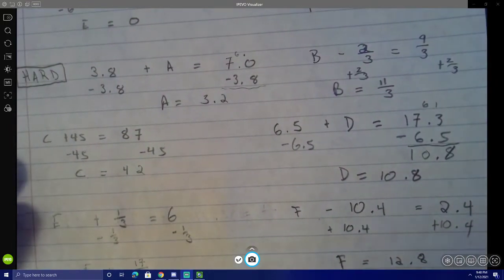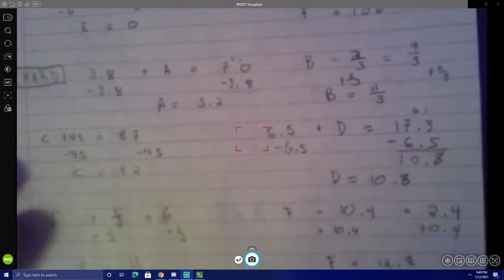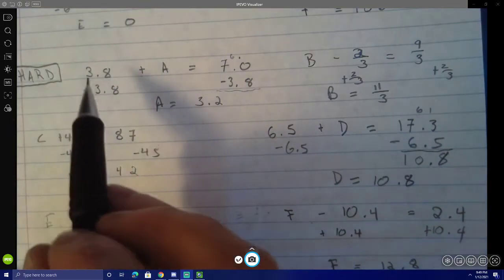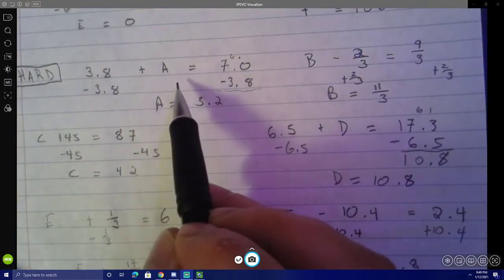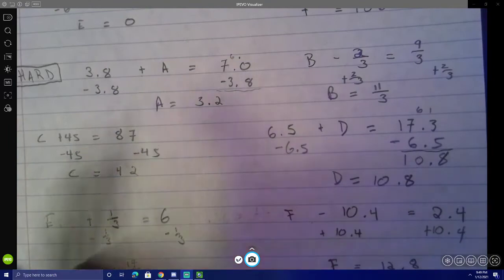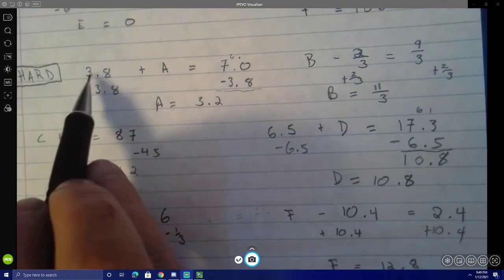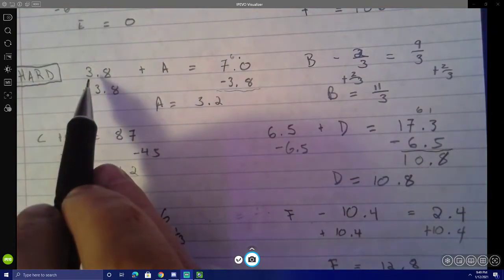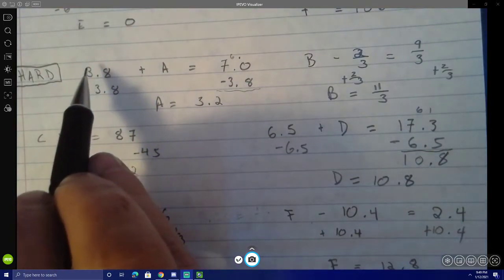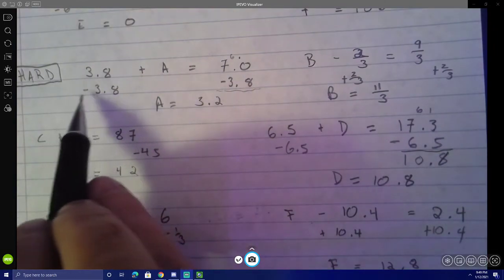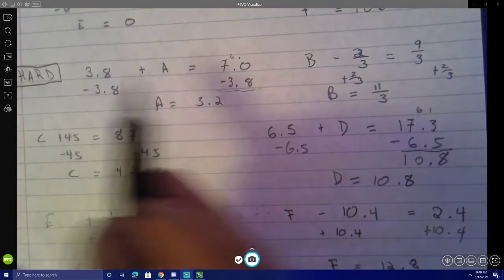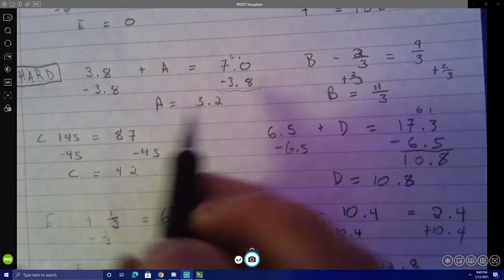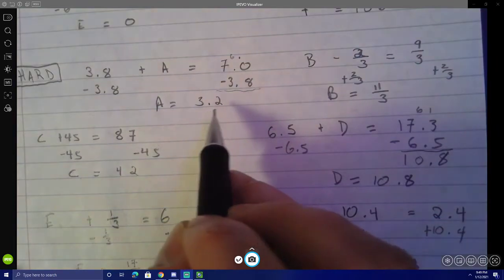At this point, we are getting into the hard category. The first problem in the hard category, we had 3.8 plus a is equal to 7.0. I have a positive value here next to my variable, so I know I'm going to need to subtract the opposite of that from both sides. So I subtract 3.8 from this side as well as 3.8 from my value of 7.0. That leaves me with a is equal to 3.2.